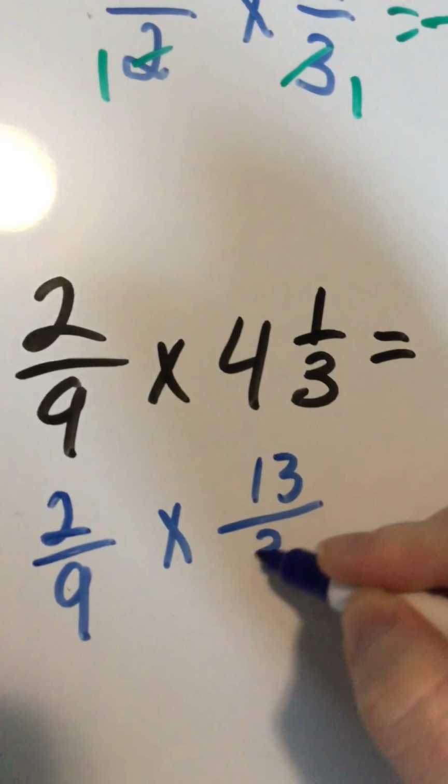We've got to change our mixed number here. 5 times 2 is 10, plus 3, 13. We keep our 5. We bring down our 5/6. Okay? Can we cancel anything out?